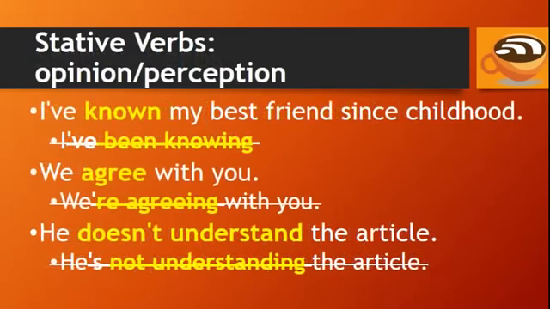Here are some examples of stative verbs with opinion or perception. I've known my best friend since childhood. Don't say, I've been knowing. We agree with you. Don't say, we're agreeing with you. He doesn't understand the article. Don't say, he's not understanding the article.